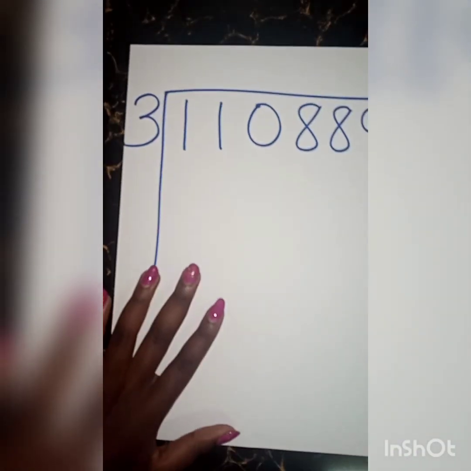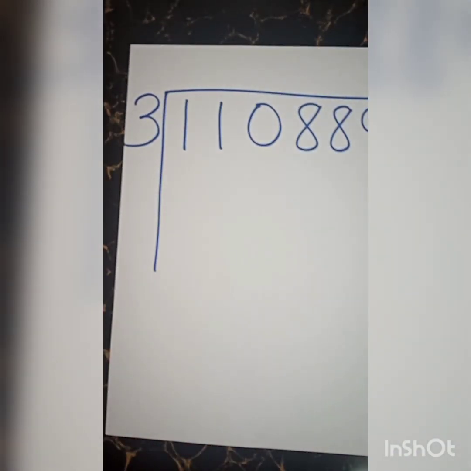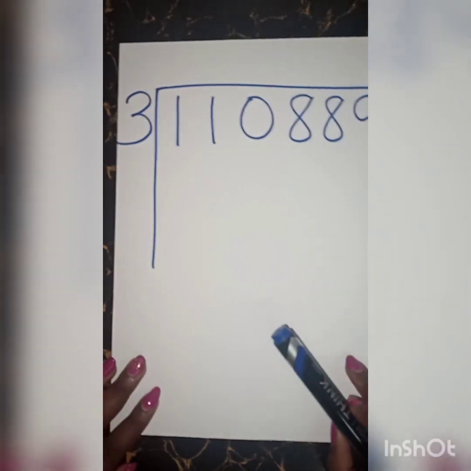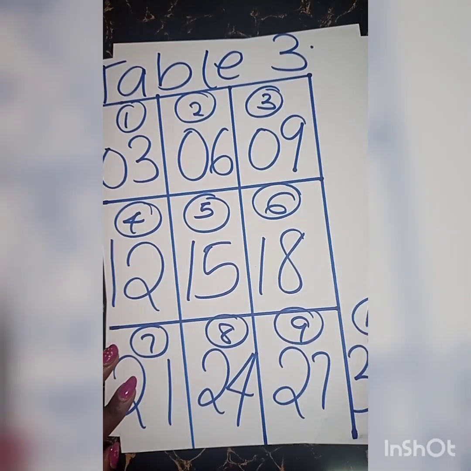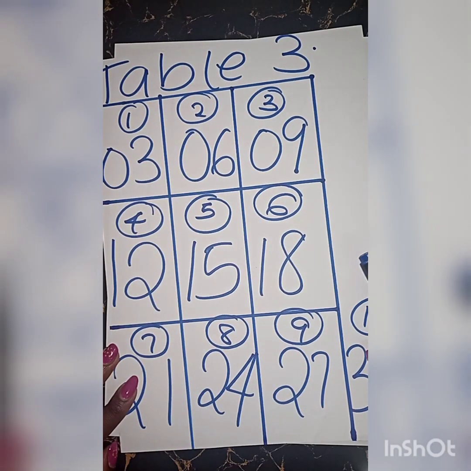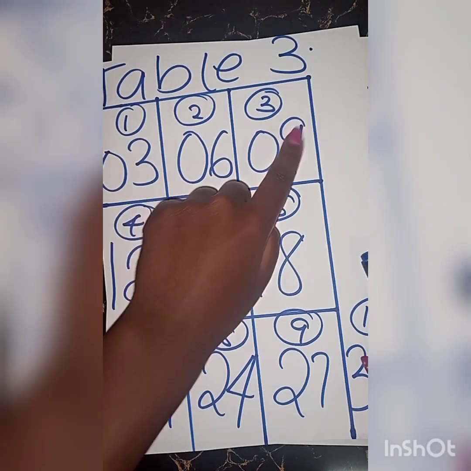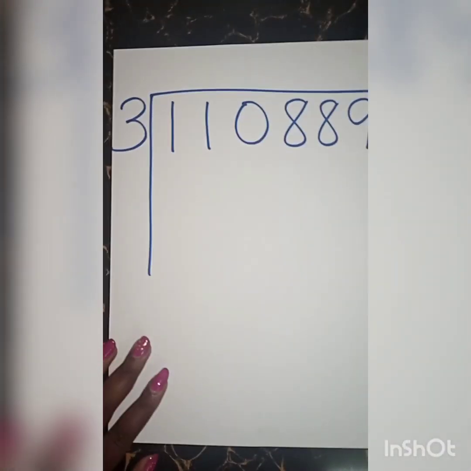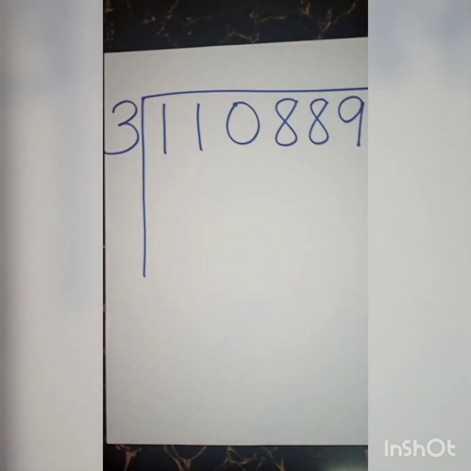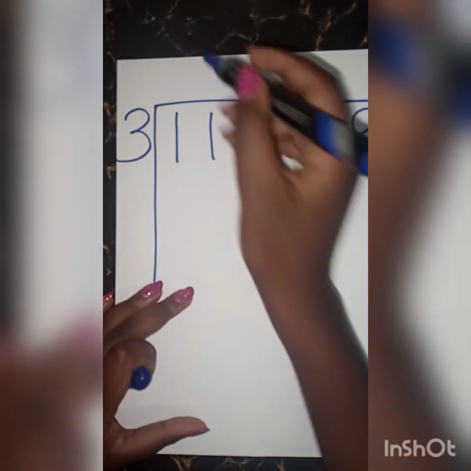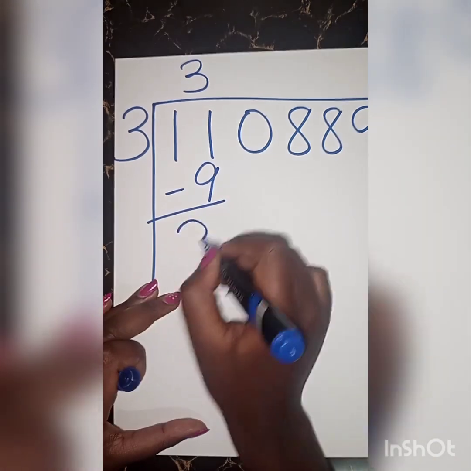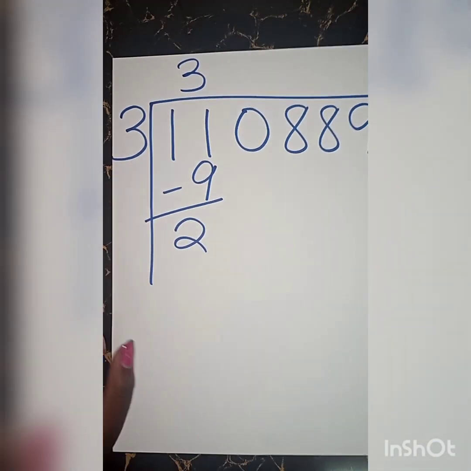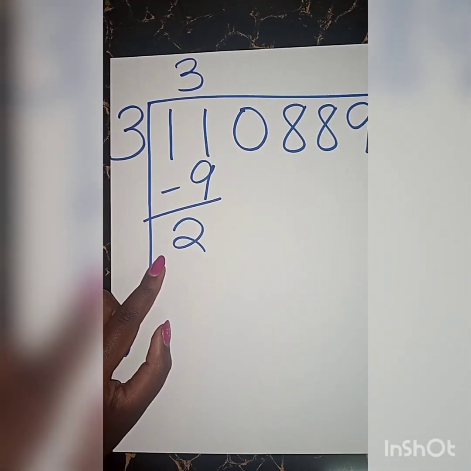Let's now answer the question. How many times does 3 go into 11? 11 goes into 3 how many times? 3 times. Okay? So that means that we'll write a 3 here, because 3 times 3 is 9. Okay? And 11 minus 9 is 2.